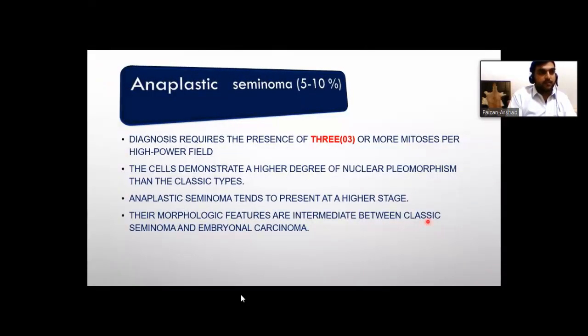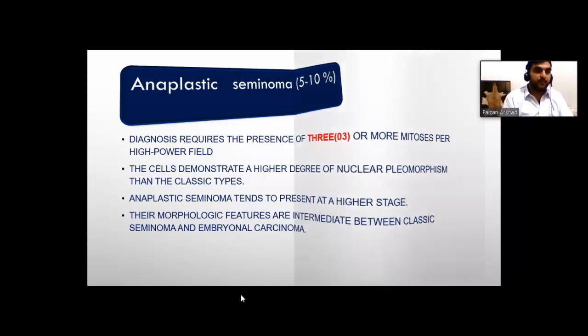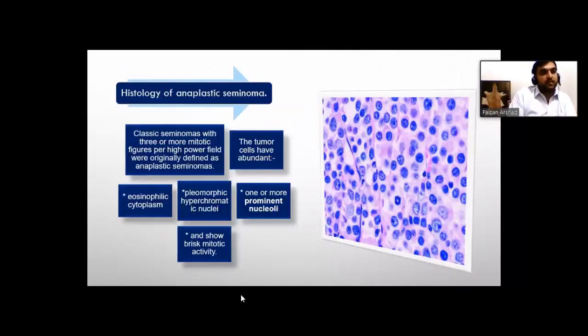Diagnosis requires the presence of three or more mitoses per high power field. The cells demonstrate a higher degree of nuclear pleomorphism than in the classic type. Anaplastic seminoma tends to present at a higher stage. The morphological features are intermediate between classic seminoma and embryonal carcinoma. This is the histological picture, the histology of anaplastic seminoma.